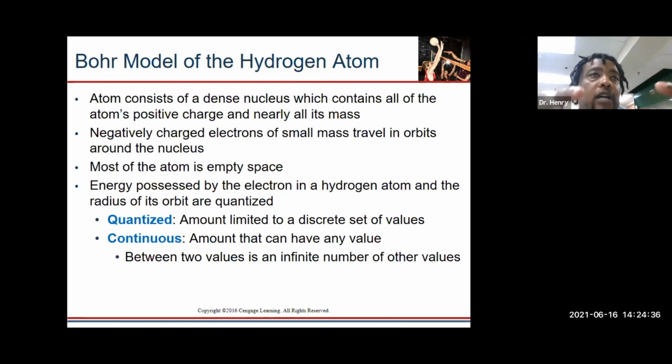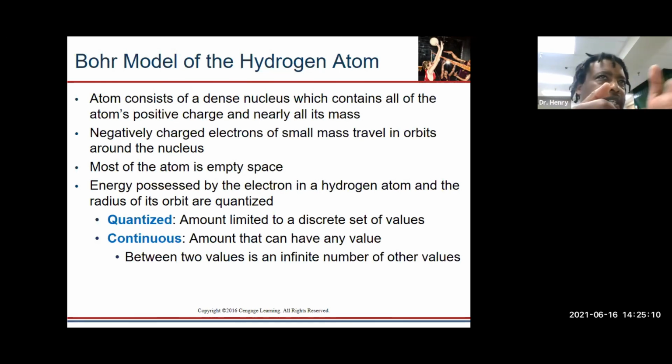Bohr basically has a model for the hydrogen atom. He said that you have your nucleus, and you have the electrons orbiting around the nucleus. Now, there are energy levels associated with the different orbits around that nucleus. And he says that if you put energy into that, it's going to shoot that electron to a different energy level.